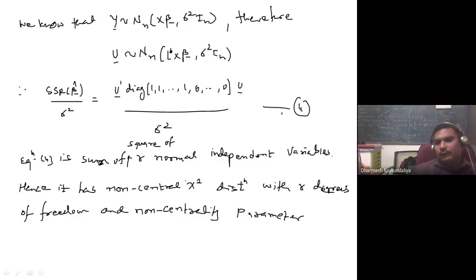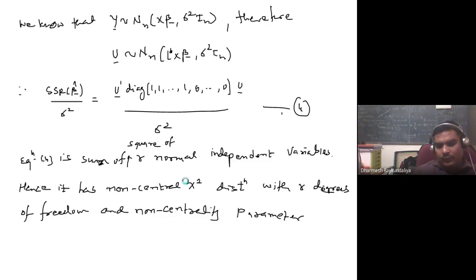So it has a chi-square distribution. Why? Because we know that the square of a normal is chi-square, and it is the sum of such R chi-squares. By the additivity property, it has a chi-square distribution with degrees of freedom equal to the sum of the degrees of freedom of the R such variates. So it has a chi-square with R degrees of freedom, but here the mean is not 0, and therefore we have a non-central chi-square distribution.